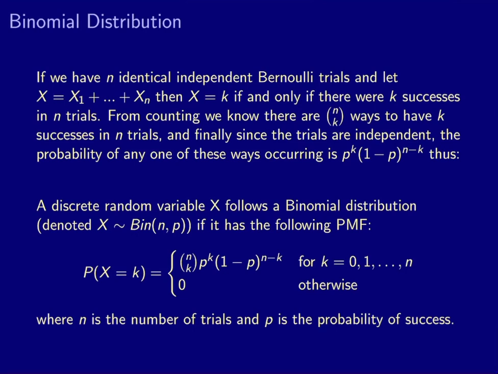So we can say a discrete random variable x follows a binomial distribution if it has the following PMF, the following probability mass function, where p of x equals k equals n choose k times p to the power of k times 1 minus p to the power of n minus k for k from 0 through n, and 0 everywhere else, where n is our number of trials and p is our probability of success.